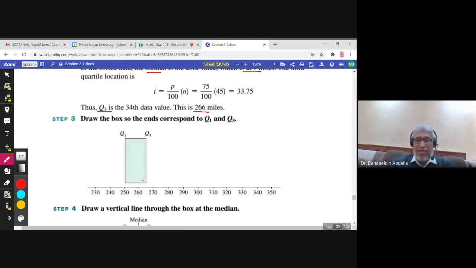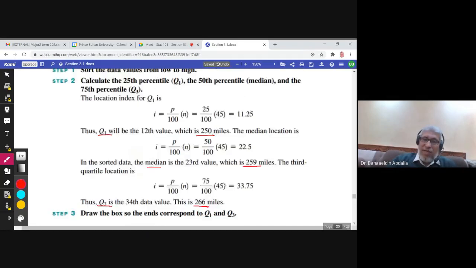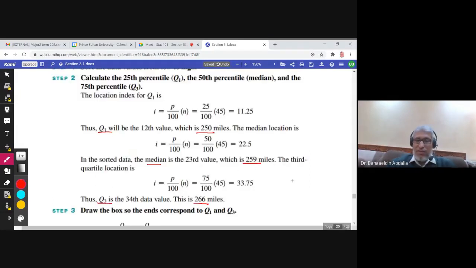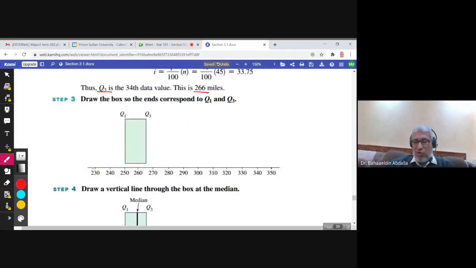So you go to the data. You need to draw a line like this, and you need to choose a suitable unit of measure. You need to look at the data. What is the smallest number? It is 231. What is the largest? It's 345. So you usually start from below 231. You could start from 200 if you like, and you go to above 345. You could go to 400 if you like, and you can choose 10 as a unit of measure, or choose 20. It is up to you.